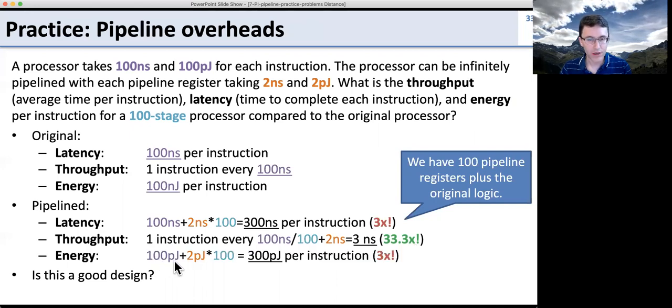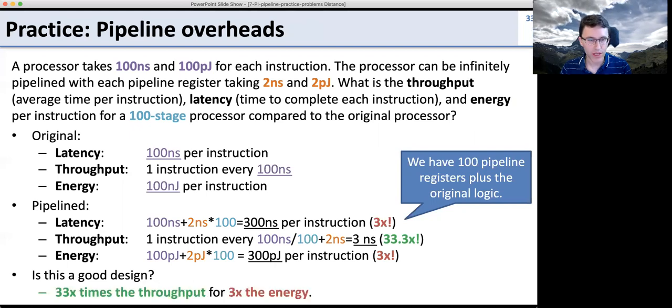How about the energy? Well, we can do the same calculation that we did for latency, and we see it's 300 picojoules per instruction. So it's 3 times as much energy. And then the question is, is this a good design? What's the trade-off we made? We got 33 times the throughput for 3 times the energy. So is that a good trade-off?